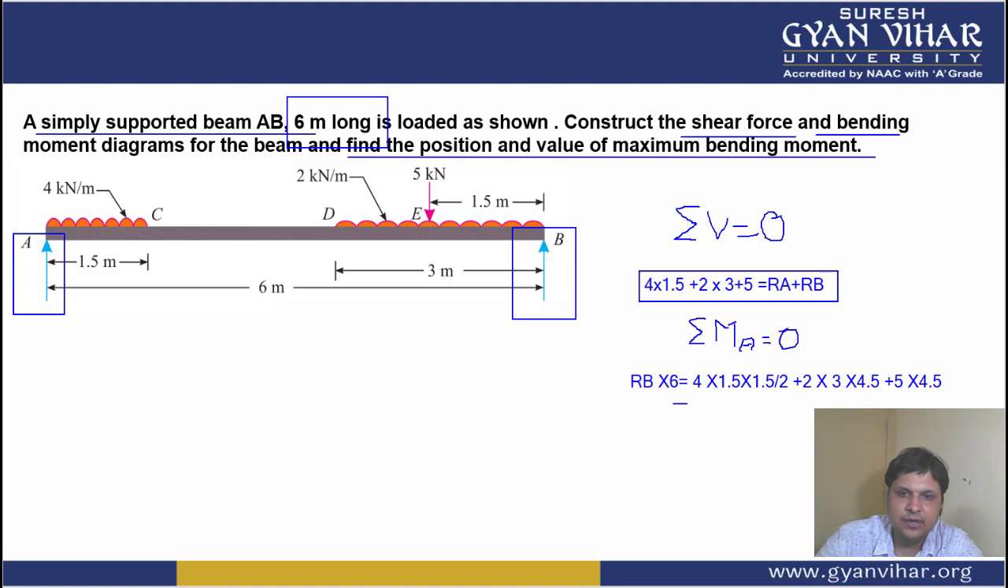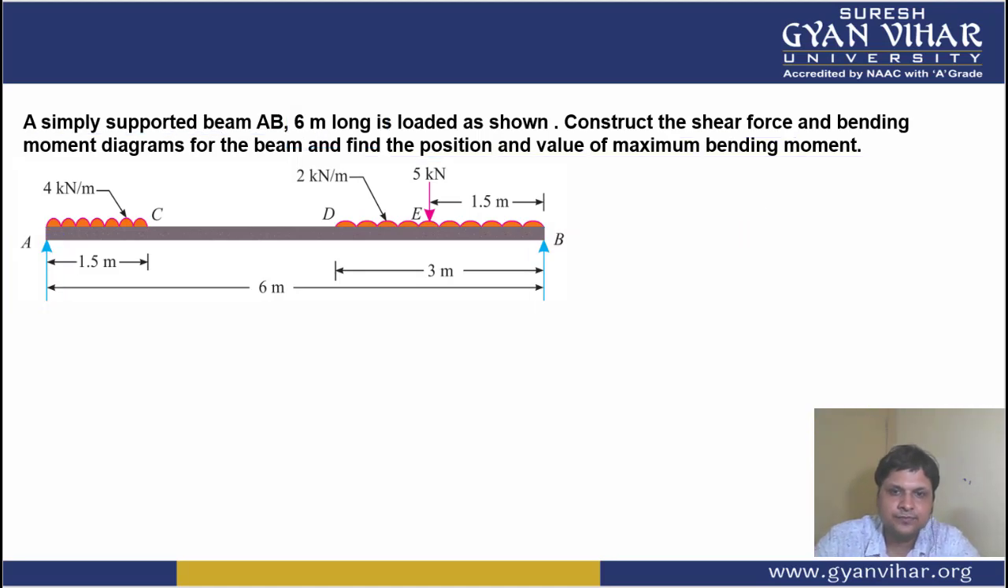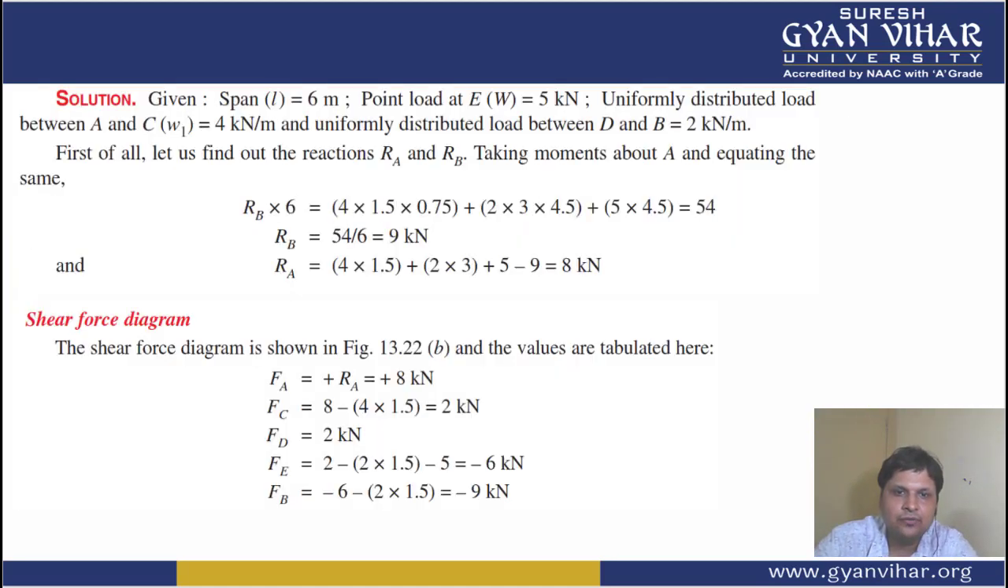From this equation we can calculate the value of Rb. All right, and after calculating the value of Rb, we will put the value in the previous equation, and we can calculate the value of Ra also. So by this, when you calculate, students, you will see that the value of Rb is equal to 9 kilonewton and the value of Ra is equal to 8 kilonewton. Support reactions we have now calculated.